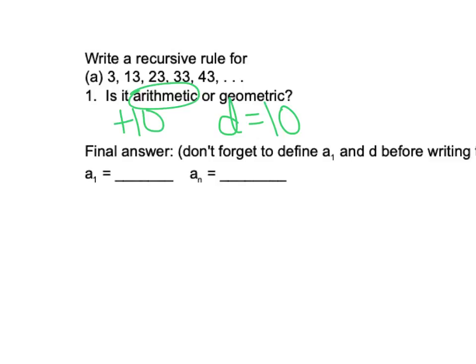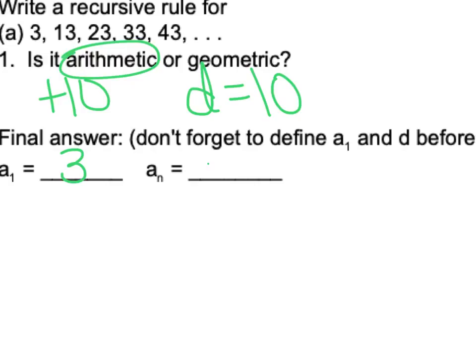So our final answer, if we're writing a recursive rule like this, I just say what my first term is. My first term is 3. And then my rule a sub n is I'm going to write it like this. I'm going to say my term previous to that is a sub n minus 1. And then from that previous term, I'm going to add 10.